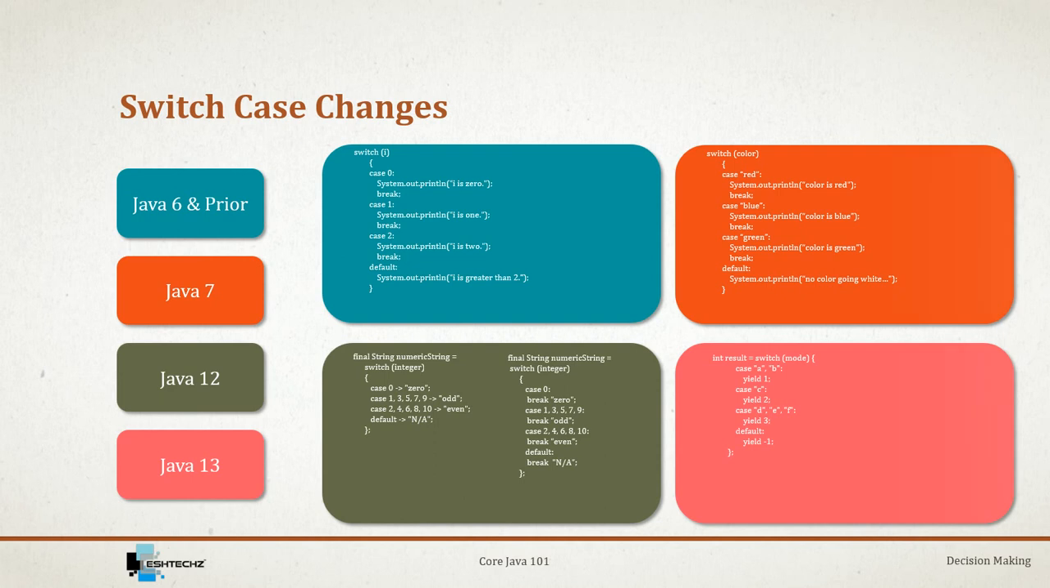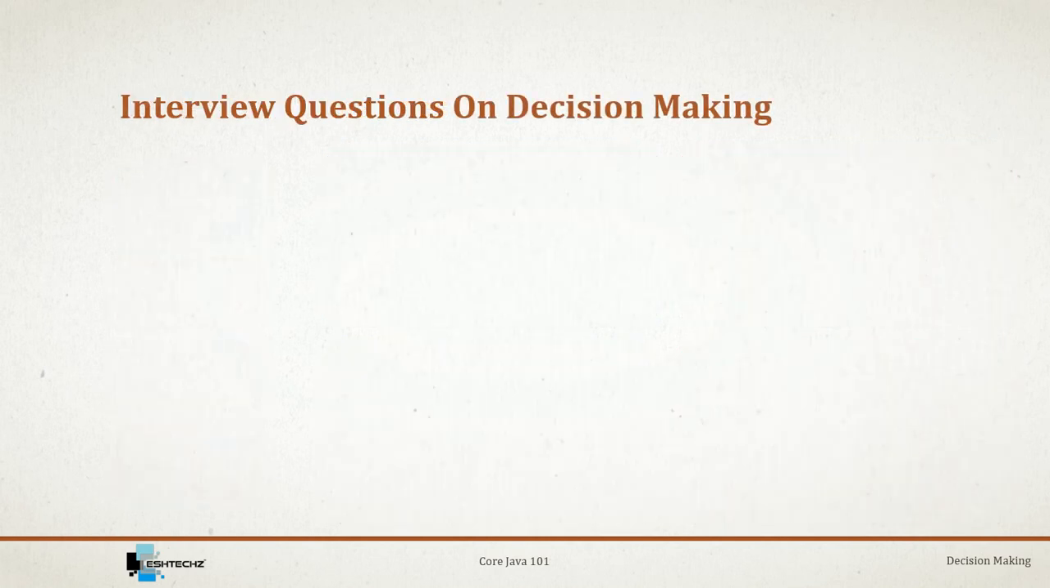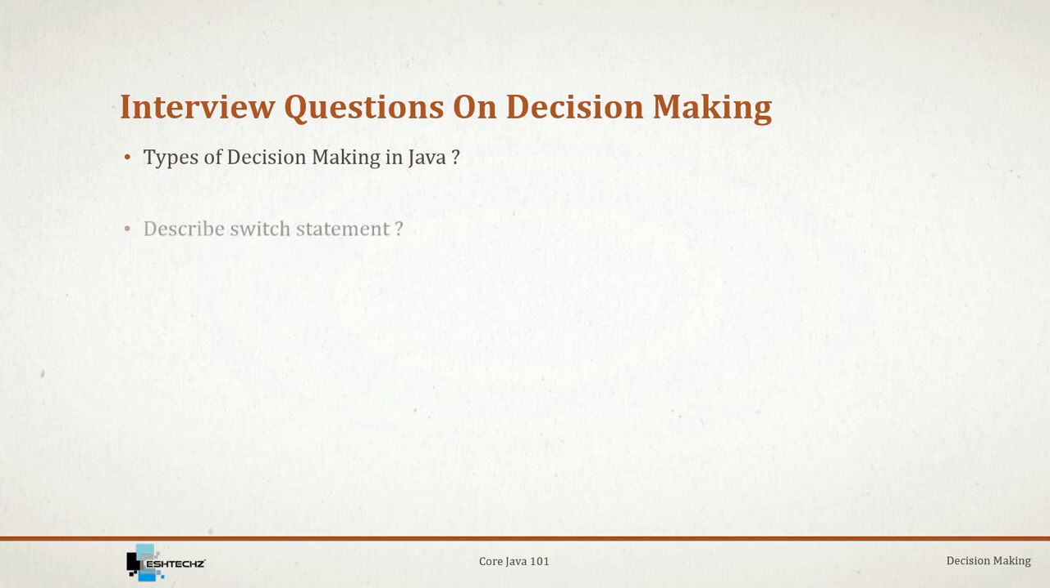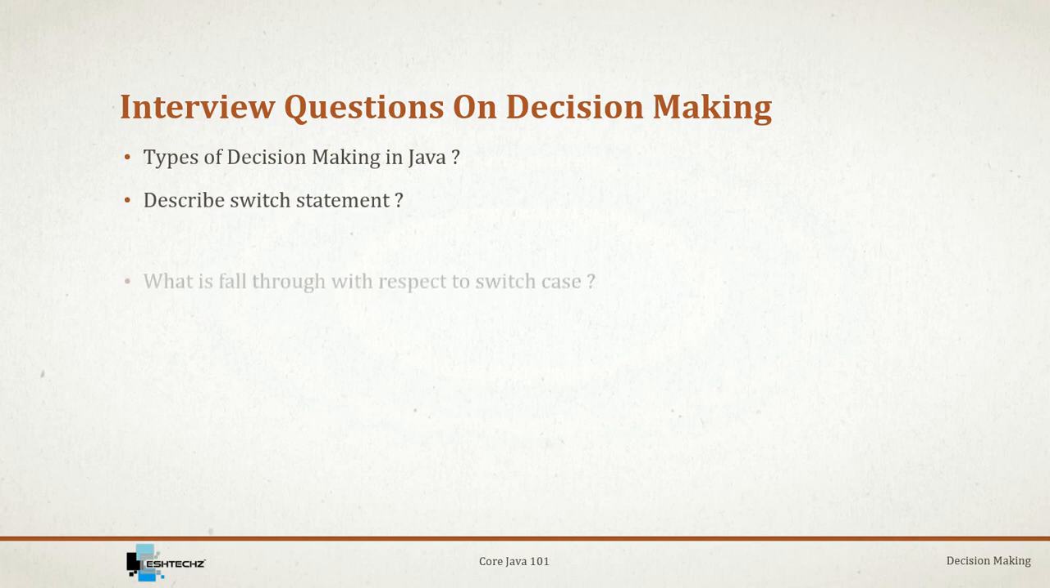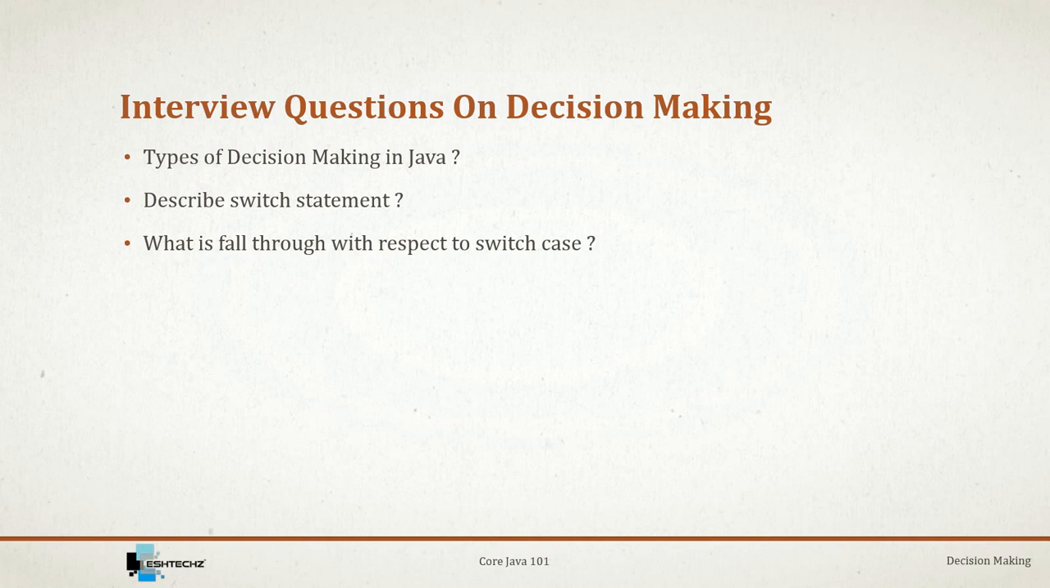Now let's start with interview questions on decision making. The first question is types of decision making in Java. Next, describe switch statement. What is fall through with respect to switch case? Switch case changes in Java 12 and Java 13.